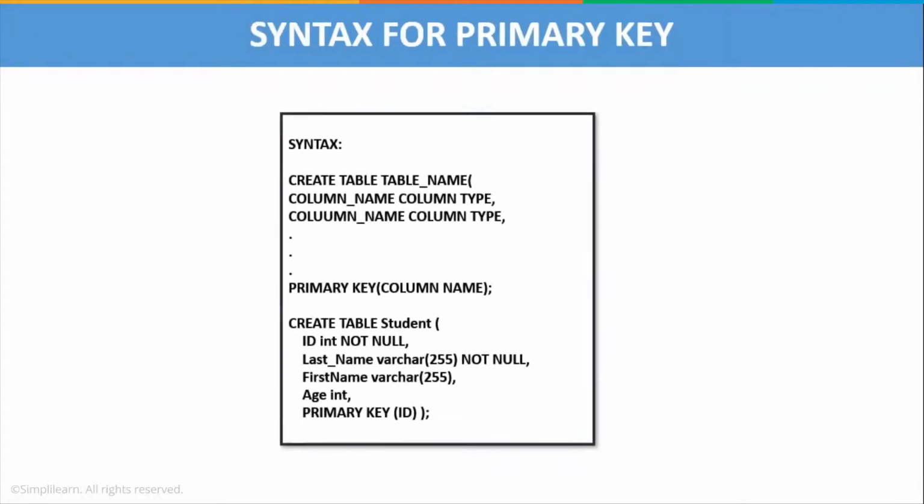Let us now understand the syntax of primary key. To create a new table with a column defined as a primary key, you can use the keyword primary key at the end of the definition of that column. The syntax is create table, table name, and within the parentheses mention the column names and column types, and finally mention the primary key inside the brackets. For example, if I want to create a table which has ID, last name, first name and age, I'm going to use the primary key here as ID. So in this way you can use the primary key in SQL.